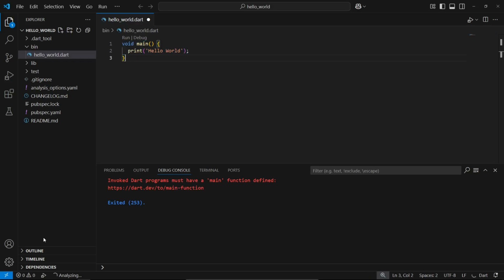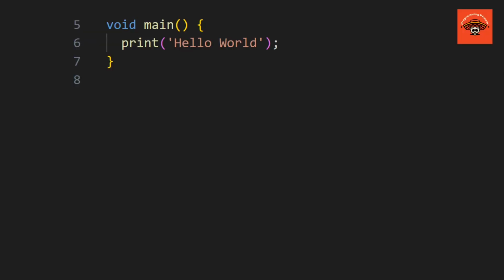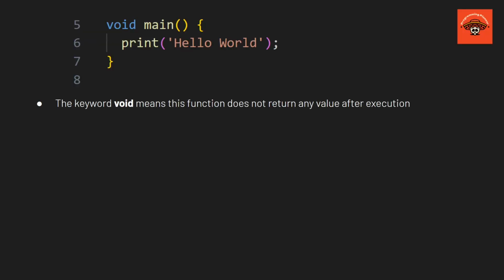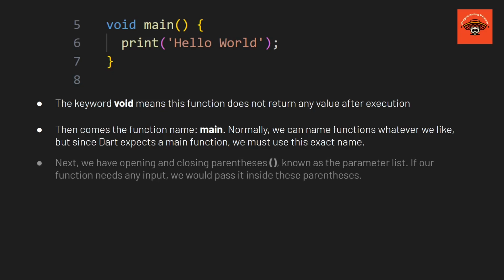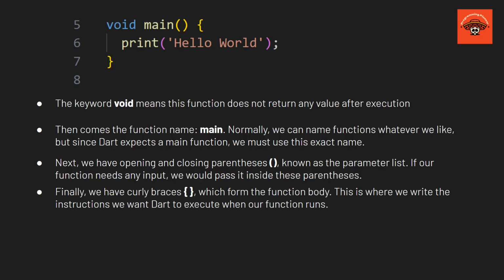We will talk more about functions in later chapters, but let's briefly go over what the main function does. The keyword void means this function does not return any value after execution. Then comes the function name, main. Normally, we can name functions whatever we like, but since Dart expects a main function, we must use this exact name. Next, we have opening and closing parentheses, known as the parameter list. If our function needs any input, we would pass it inside these parentheses. Finally, we have curly braces, which form the function body. This is where we write the instructions we want Dart to execute when our function runs.